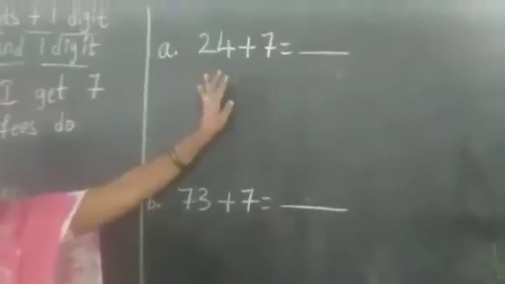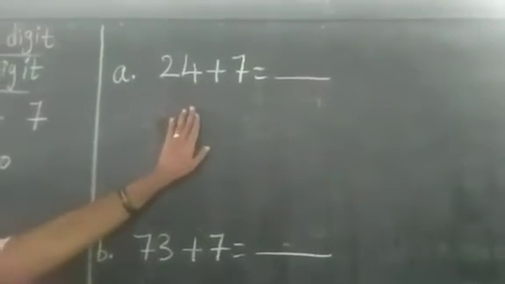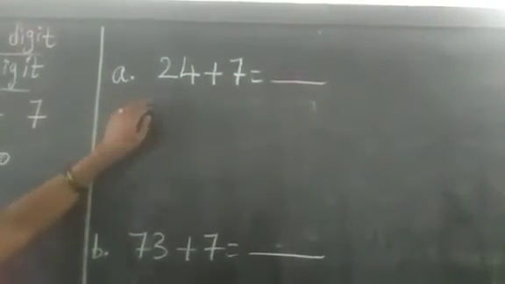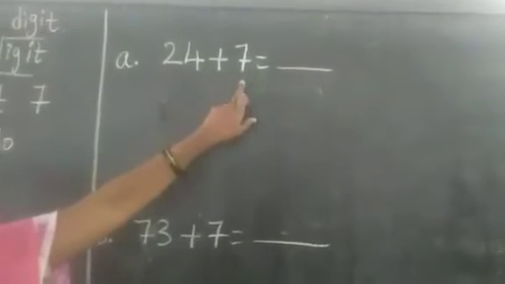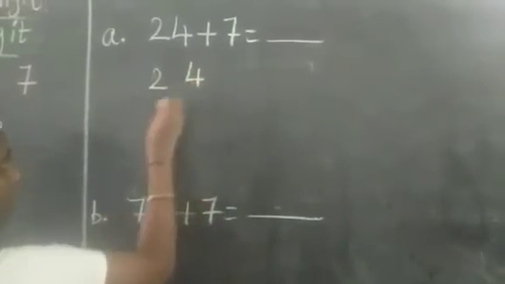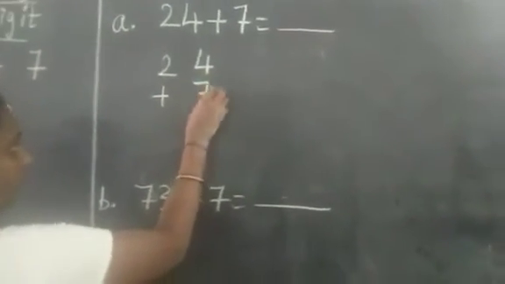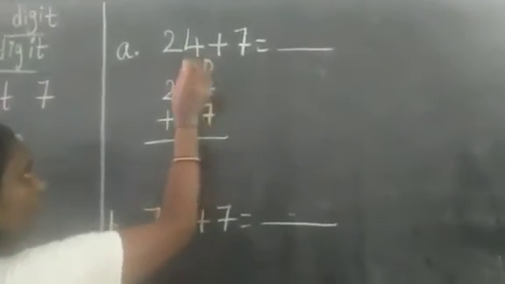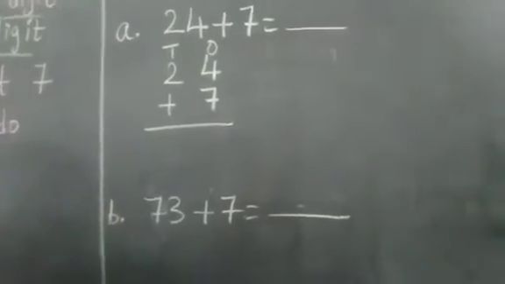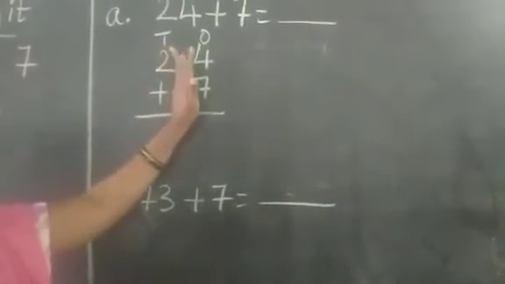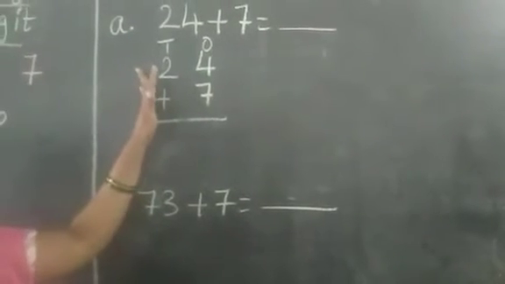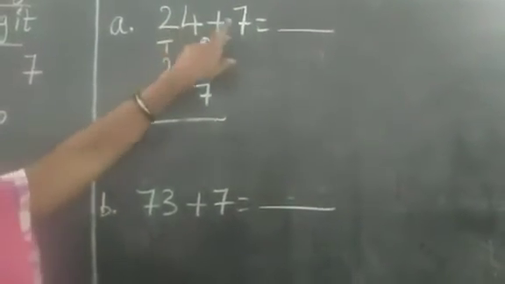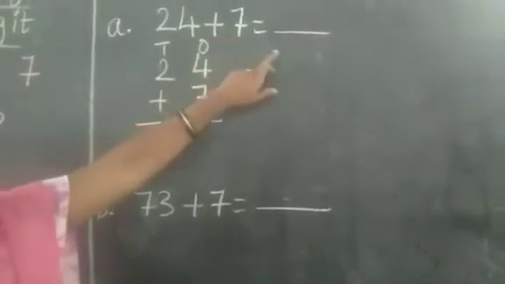Now I want you to see the example on the board, children. This is the addition fact which we have. These are the addition sums. First, A1 is 24 plus 7. So let's do 24 plus 7. First we have to write the ones and tens. This is a single digit number, and this is a 2 digit number. With this 2 digit number and this single digit number, we have to find the answer.